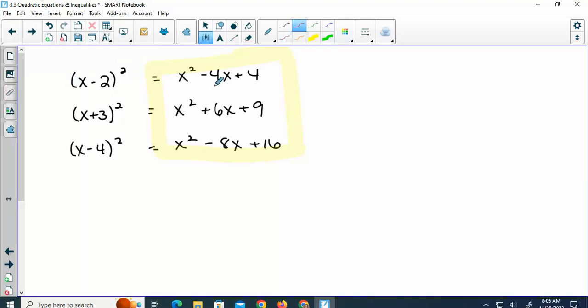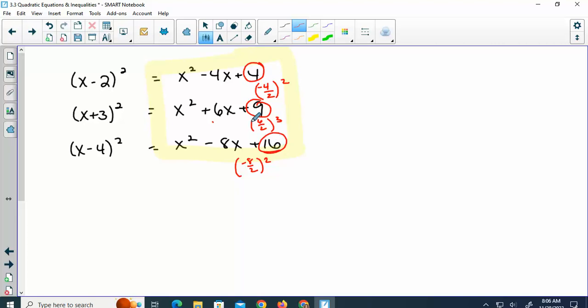In these, you'll notice if you take this middle term, divide it by 2 because it factors in 2 parentheses, and square it, you get that number. Negative 4 divided by 2 is negative 2. Negative 2 squared is 4. Okay, if I take half of 6, 6 divided by 2 is 3. When I square that, I get the 9. Negative 8 divided by 2 is negative 4. When I square that, I get the 16.